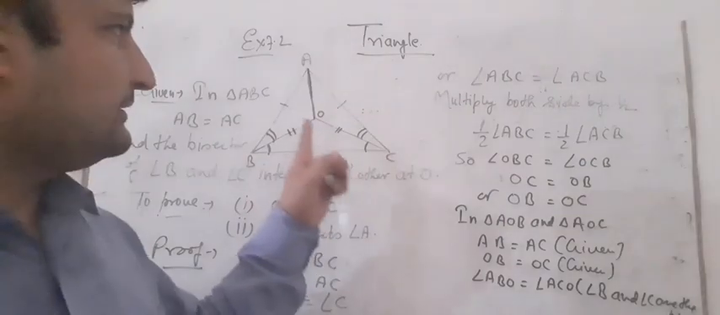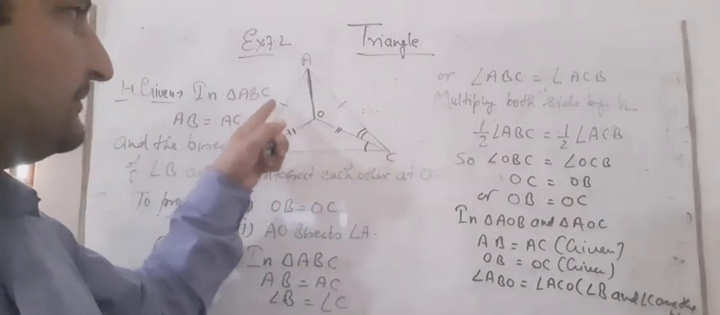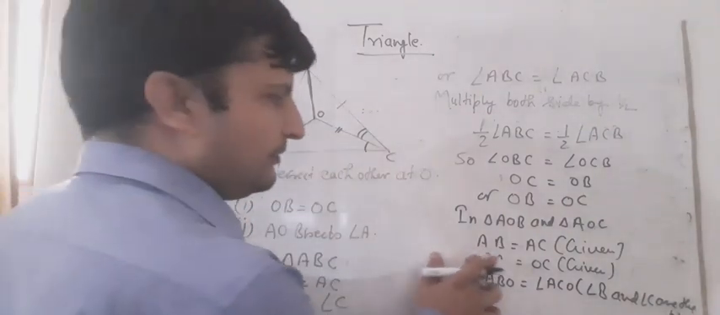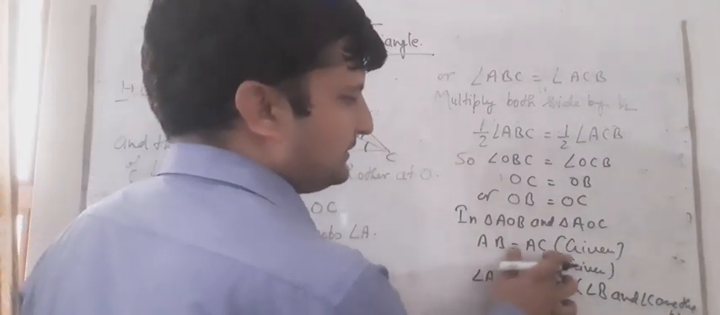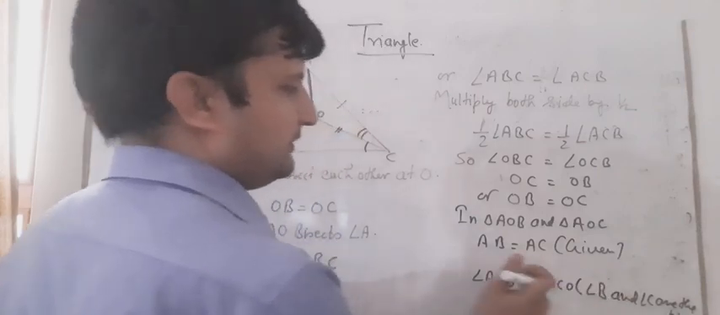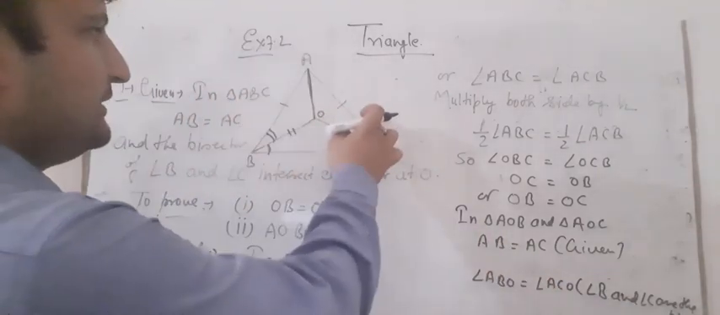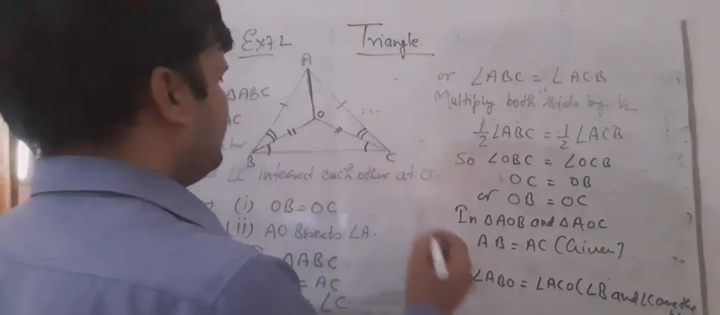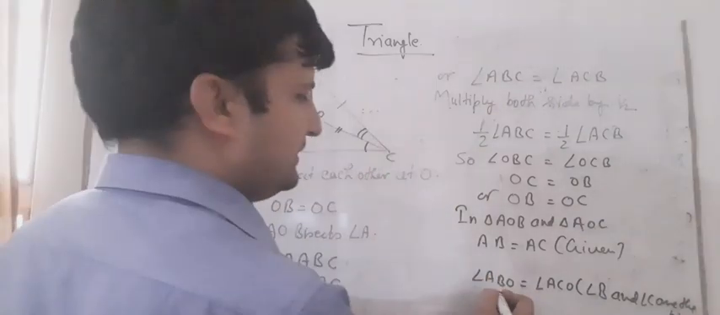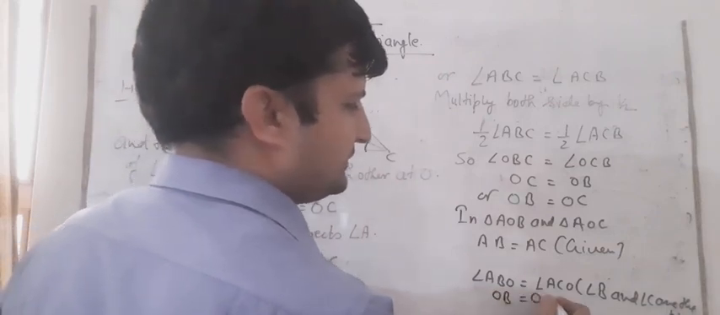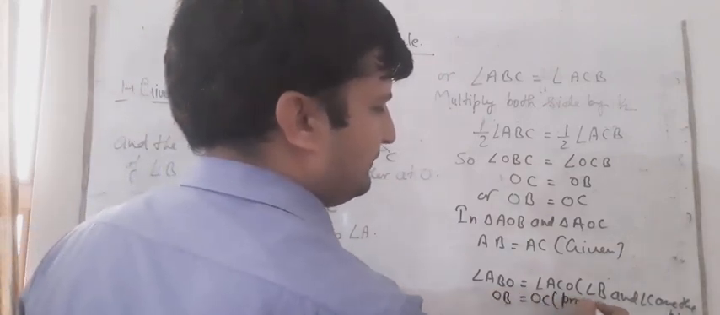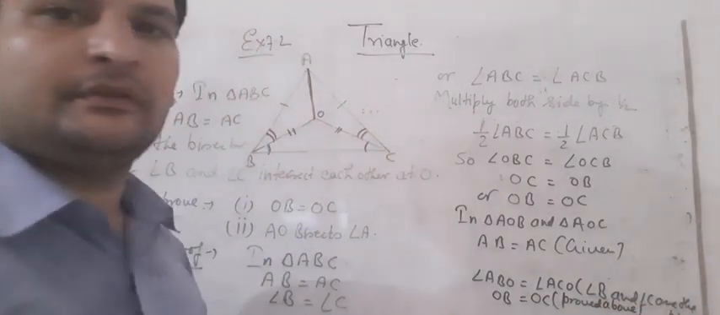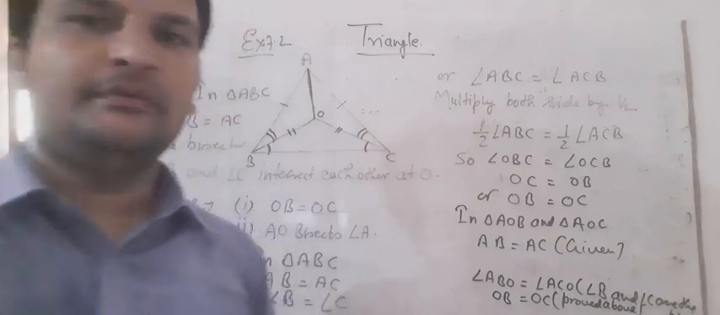When we are writing like this, we are using S, so this is the SAS theorem. We can write OB is equal to OC later as well, because it is the proper way to do this. First we say that this side is equal to this side, and then we say that angle ABO is equal to angle ACO, and OB is equal to OC. We can write it, proved above.